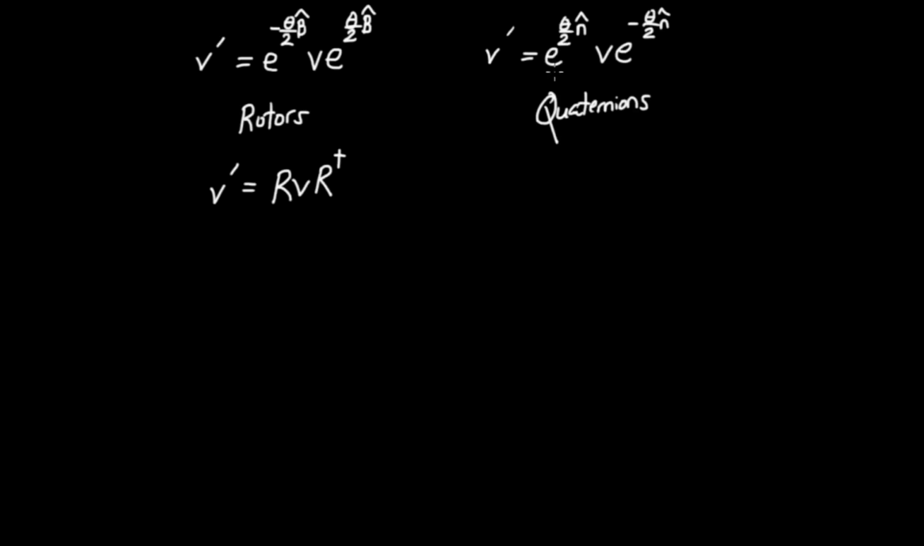In quaternions, what I could do is call this exponential on the left q, in which case the formula becomes v prime is equal to q v q star. Because this is being defined as q, this exponential on the right is actually going to be the conjugate, which I mark with a star, as you sometimes do in complex numbers too.